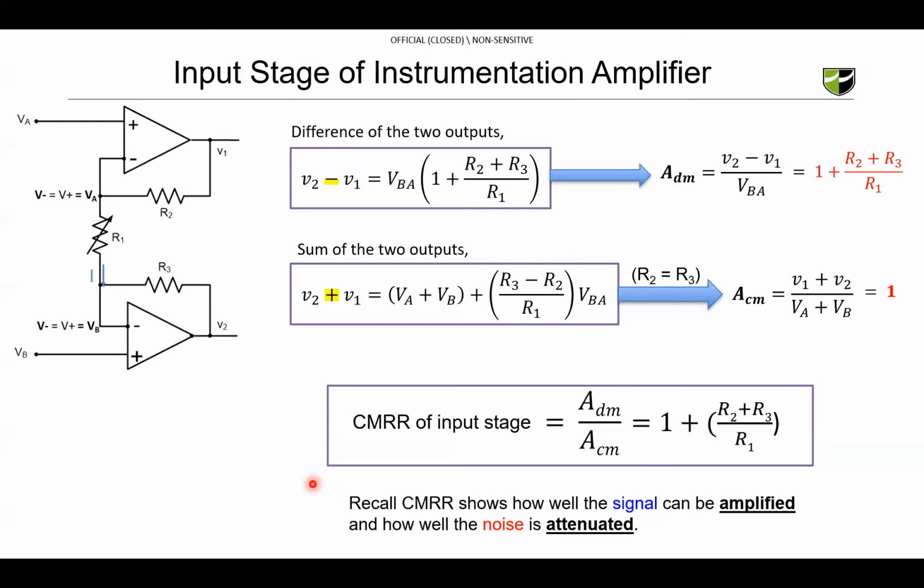Another thing I want to highlight here is R1. The R1 here is an external variable resistor. Usually we can connect it outside the chip, and it's variable, so we can change it. By tuning this R1, we can change the CMRR. You can see R1 is here. By changing R1, we can tune the common mode rejection ratio of this instrumentation amplifier.